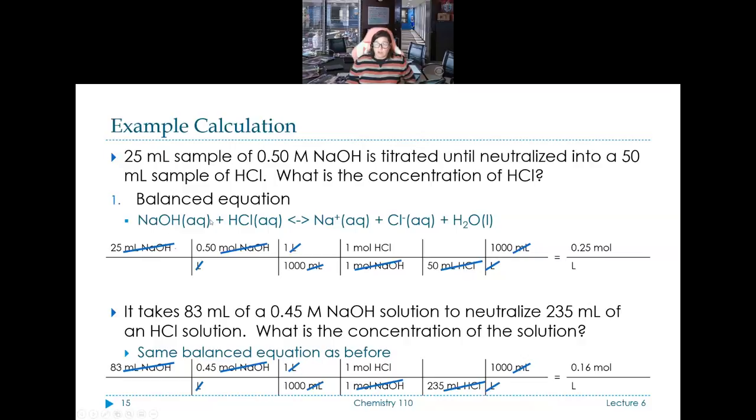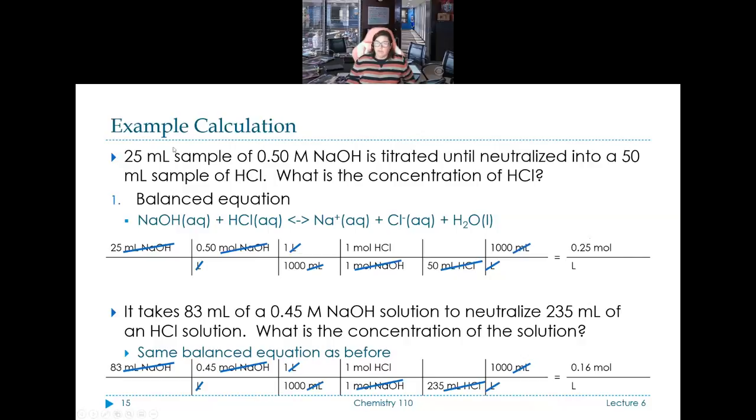So this is our balanced equation. You always need a balanced equation to be able to do this. So I always do that first. So 25 mils of NaOH times the 0.50 moles per liter. Again, liter divided by 1,000 milliliters, because that cancels with the milliliters here. 1 mole of HCl per 1 mole of NaOH. 50 milliliters of HCl times 1,000 milliliters per liter. And again, we get the 1,000 here and the 1,000 here, so it's technically not required. And that means that we have 0.25 moles per liter.